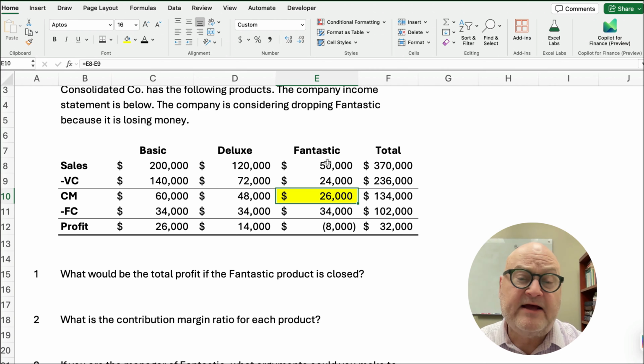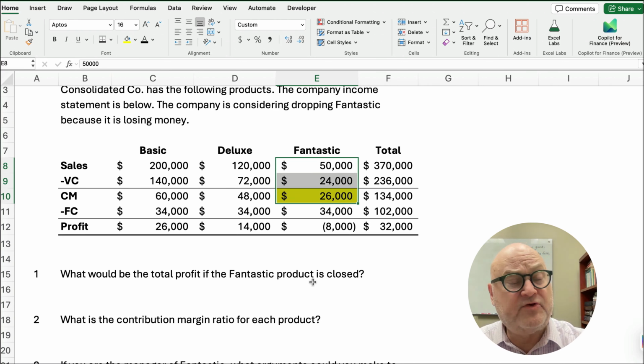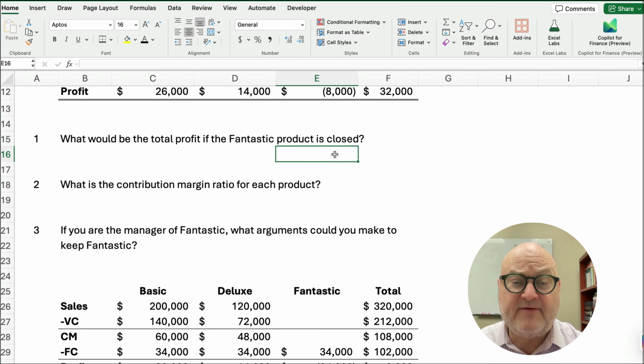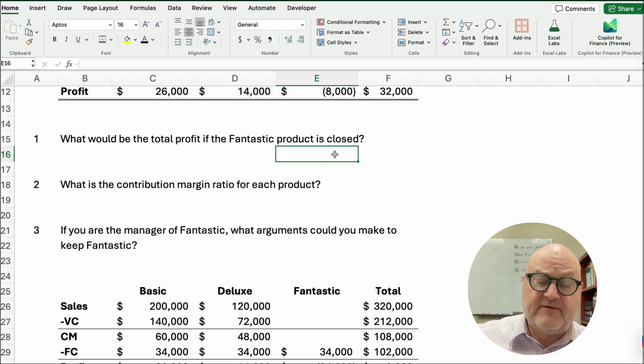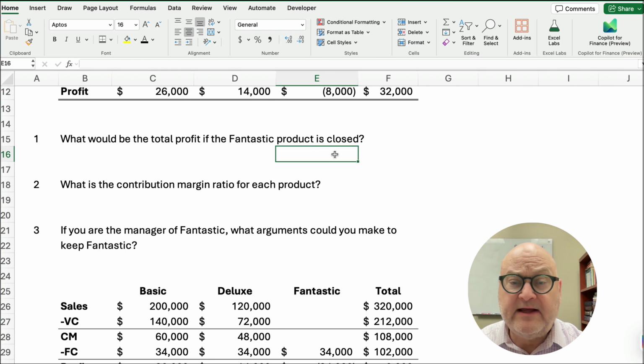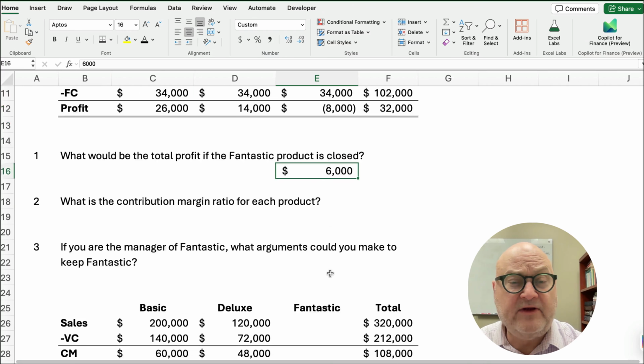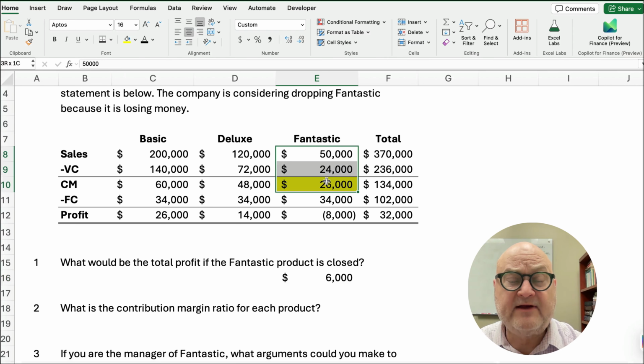And so what we're saying is, if we close fantastic, we're giving up 26,000 of positive contribution margin for what kind of cost savings? Well, zero. We're worse off by 26,000. So the answer is, what's our total profit if the fantastic product division is closed? Well, it goes from 32,000 down to 6,000. So 6,000 is worse. And you think, wait a minute, how's this possible? We're closing down a losing division, but you're giving up 26,000 of positive contribution margin.